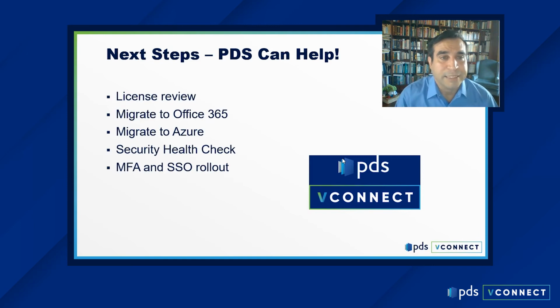Now, next steps. We can do a license review, help you know where you're at and where you can be. We can migrate to Office 365, migrate to Azure, do a security health check. At the least, I would recommend that for everyone. You want to know a baseline of your security. Do you have it where Microsoft recommends you should be and where PDS has seen that you should be also for security? And then we can help you with MFA and SSO rollouts.